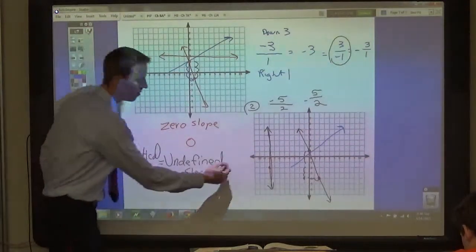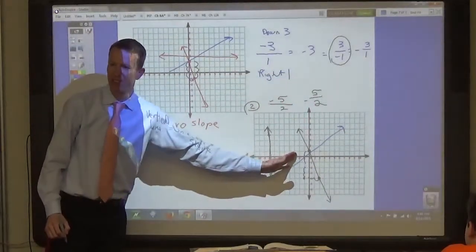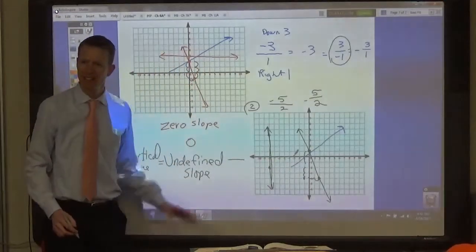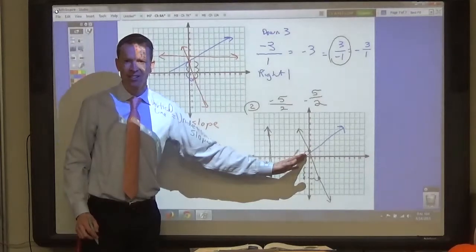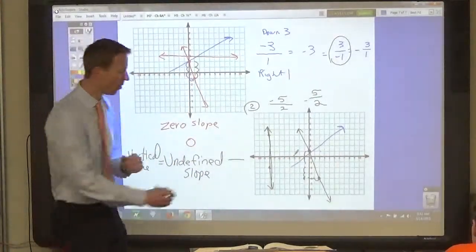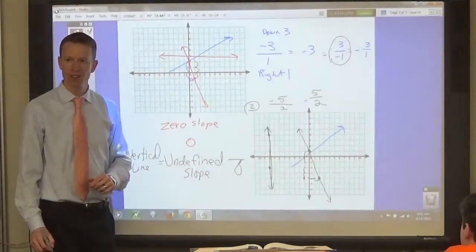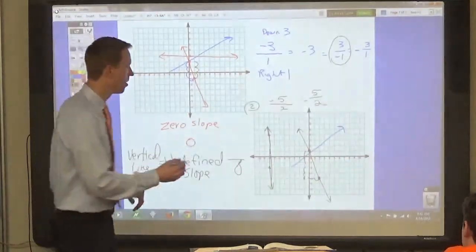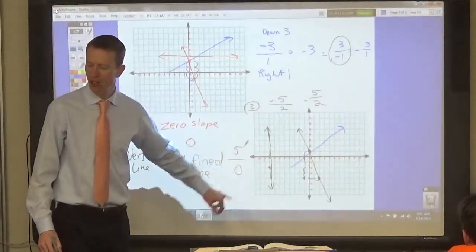Meaning that, how far does it go over? How far does this line go over? No, does it go over at all? As the line goes to the right, does it go over at all? So it goes over 0. What if you put that in your calculator? Put in a number, let's say 5, and put in 5 divided by 0 right now.